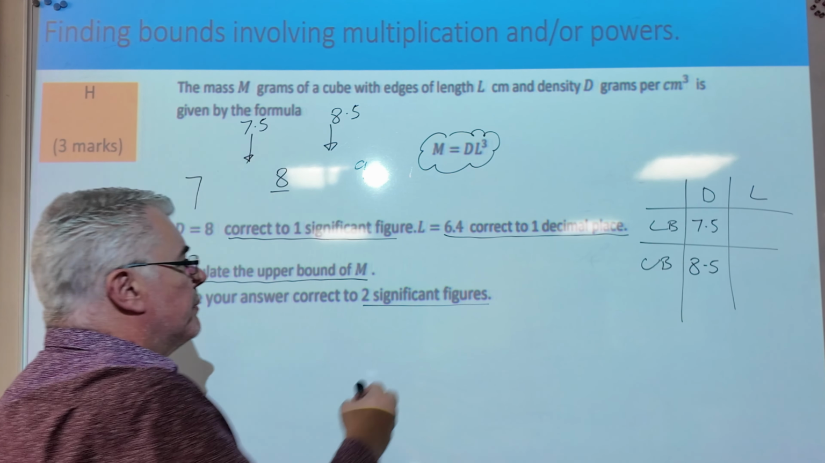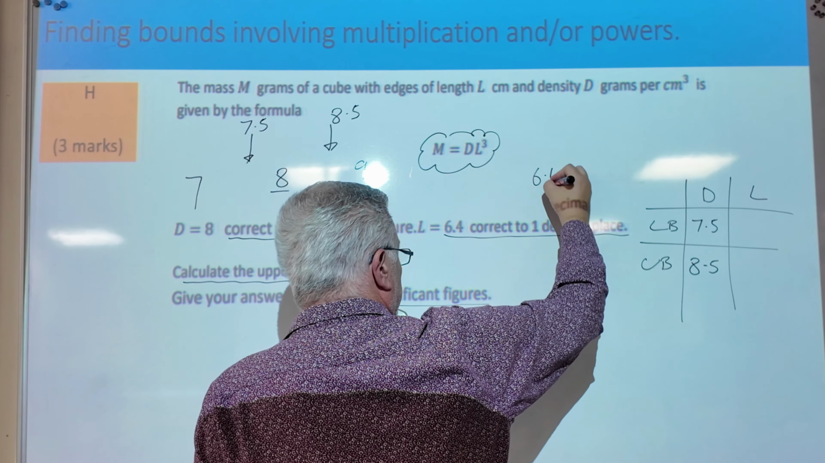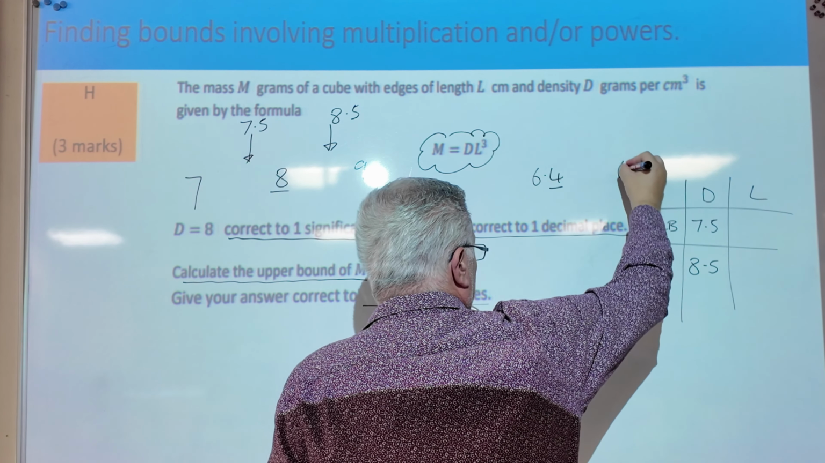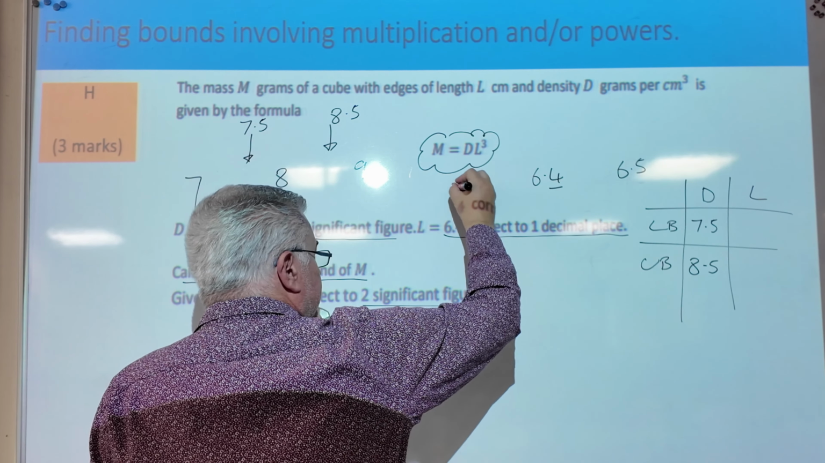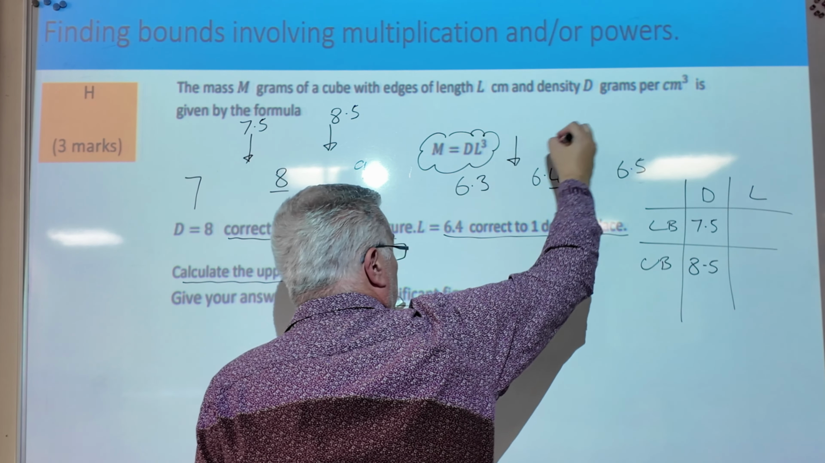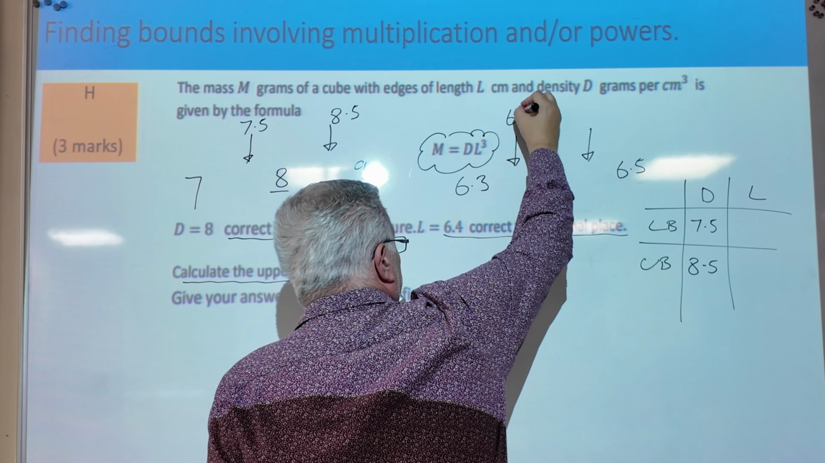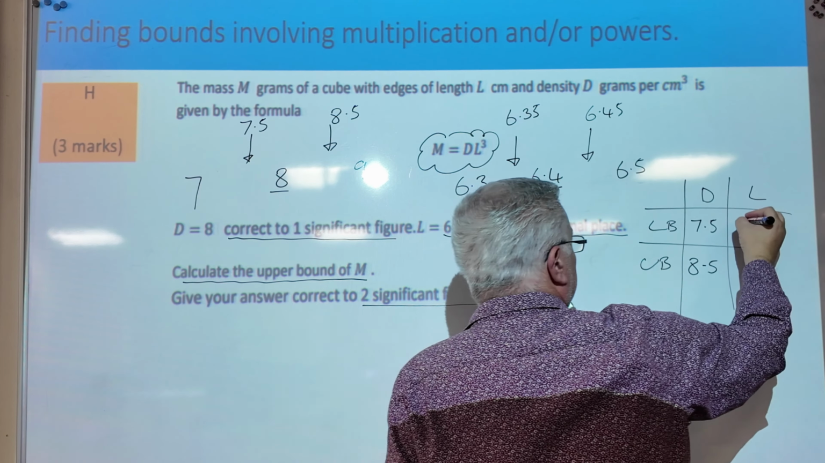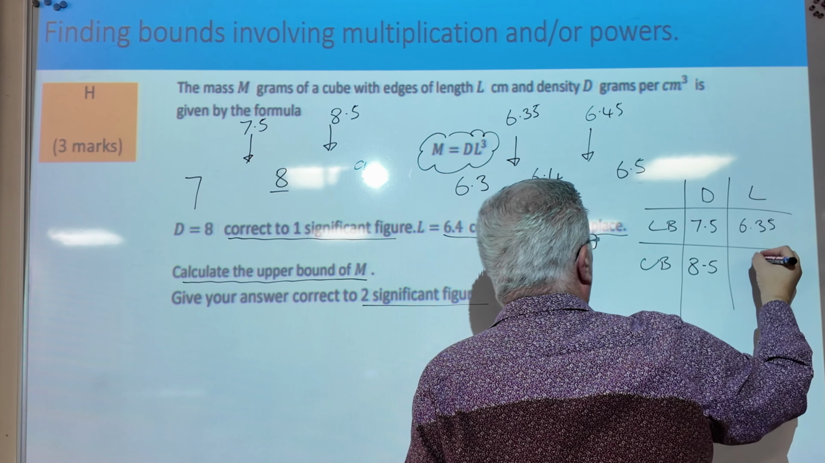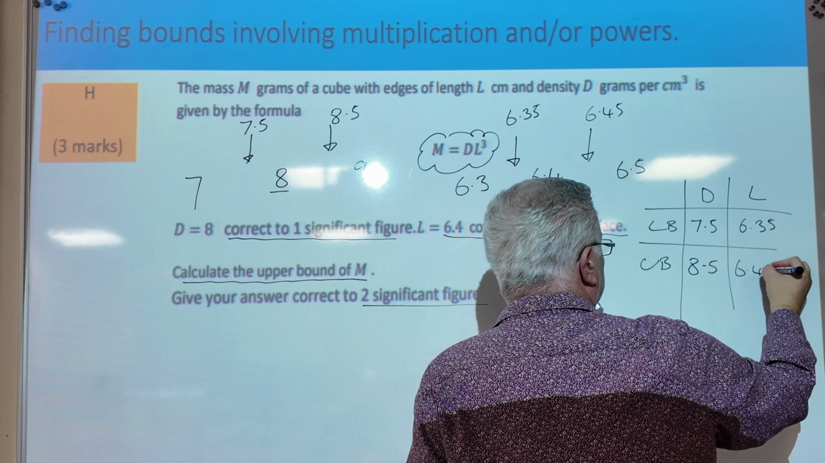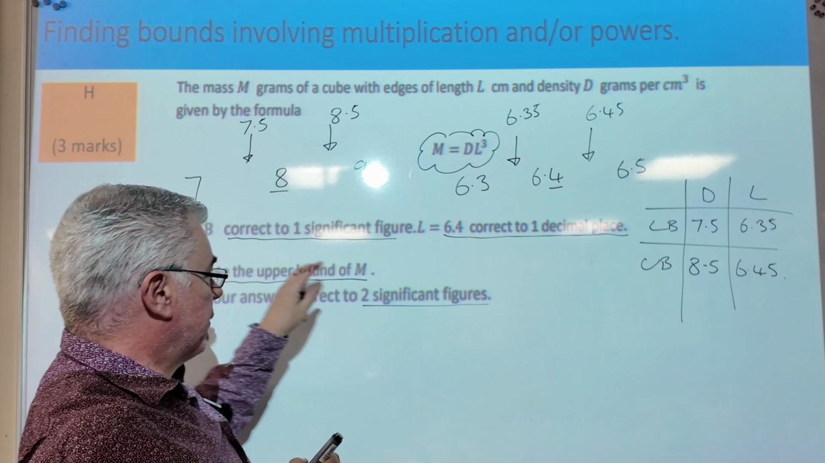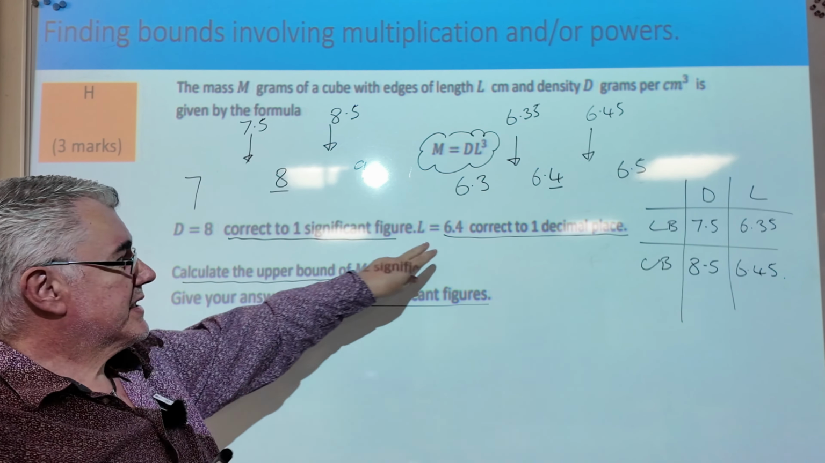I'm going to do the same for L. L is 6.4, correct to one decimal place. That's the number that has possibly been changed. Going to round it up by one decimal place and round it down by one decimal place. Again, I want the numbers in the middle. 6.35, 6.45. Lower 6.35, upper 6.45. That could be enough to get you 2 marks, and all I've done is find the upper bound and the lower bound for the figures given in the question. I would always strongly suggest you do this with a bounds question.